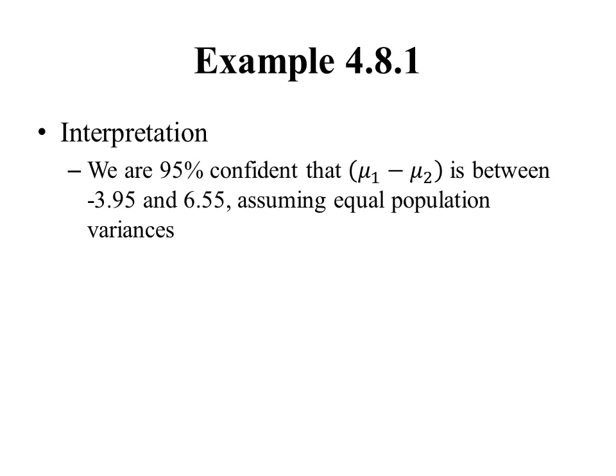Now we interpret this in the same way as we've interpreted every other confidence interval. We would say that we are 95% confident that the difference mu1 minus mu2 is somewhere between negative 0.395 and positive 6.55, assuming equal population variances. This confidence level means the same thing as every other confidence interval. If we were to do a whole bunch of different confidence intervals, then about 95% of them would contain the true value of this difference.